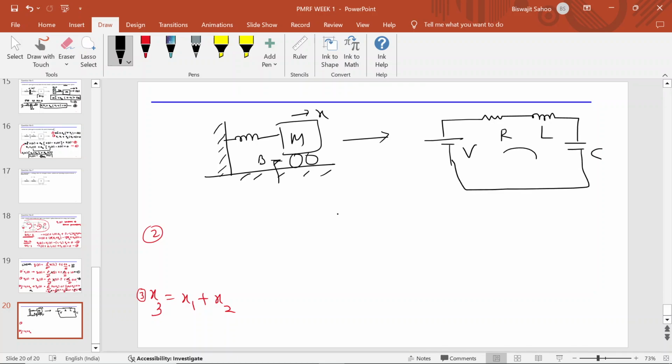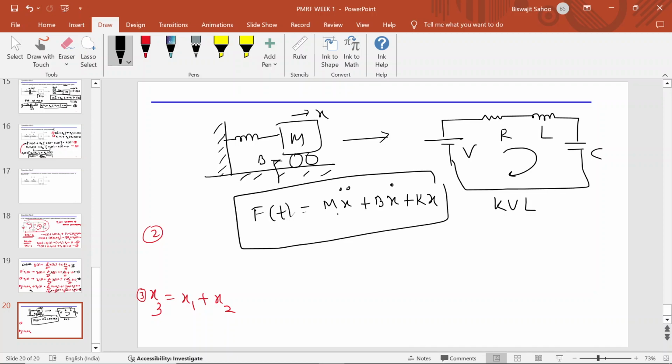Now you write a voltage equation, KVL, here, and you know the equation: F of t equals all the opposing forces. Opposing forces is mass into acceleration plus b into dx by dt plus spring into kx. Right, sir? Yes, sir. And this is v equal to IR plus L di by dt plus Vc, where Vc equals 1 by C integral of I dt.